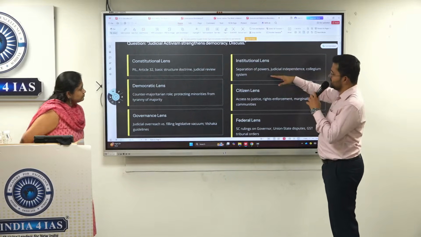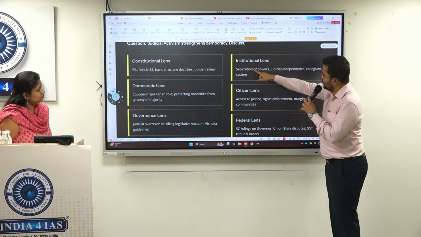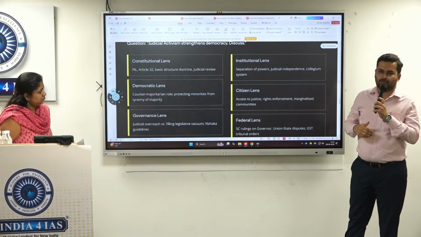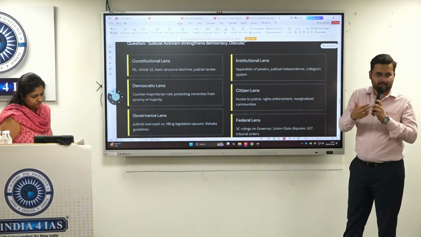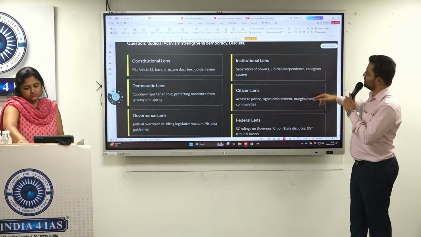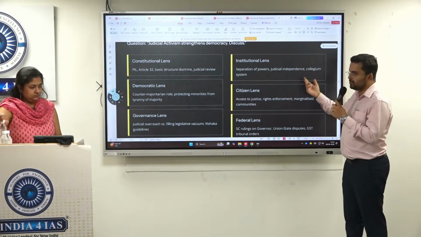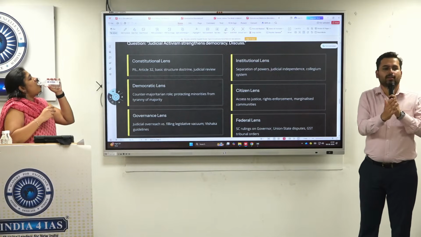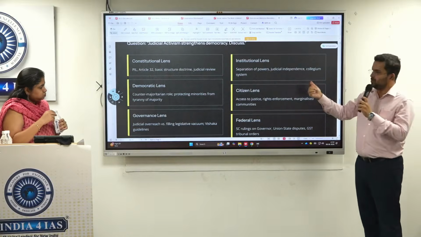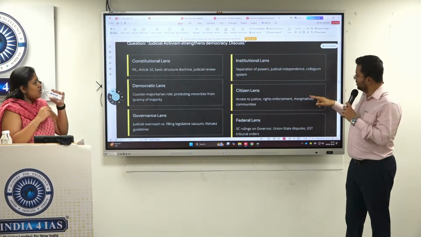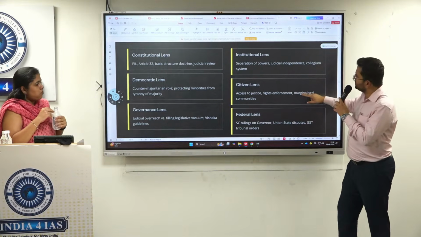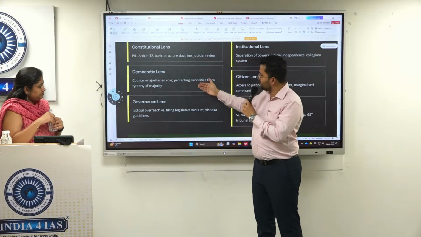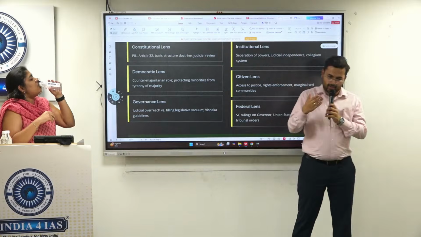From the institutional lens, as we said, it is taking away powers that were originally for the executive. So it is violating separation of powers. That's a critique. On judicial independence, certain people will defend it, saying it is only doing its duty, protecting the rights of the people. So it is doing what it is supposed to do. Collegium system. So these are certain things. Democratic lens: counter-majoritarian role, protecting the minorities from the tyranny of the majority.